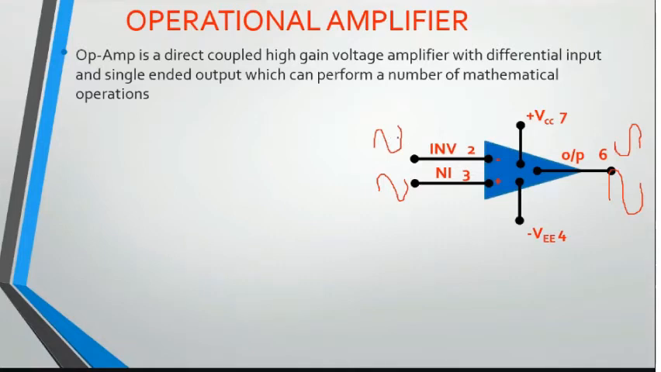You can compare the two signals here. When you give the signal to the second pin, the inverting terminal, at the output you get an amplified wave which is 180 degrees different in phase. Whereas for the non-inverting terminal, which has the positive sign, there will be only amplification and no change in phase.